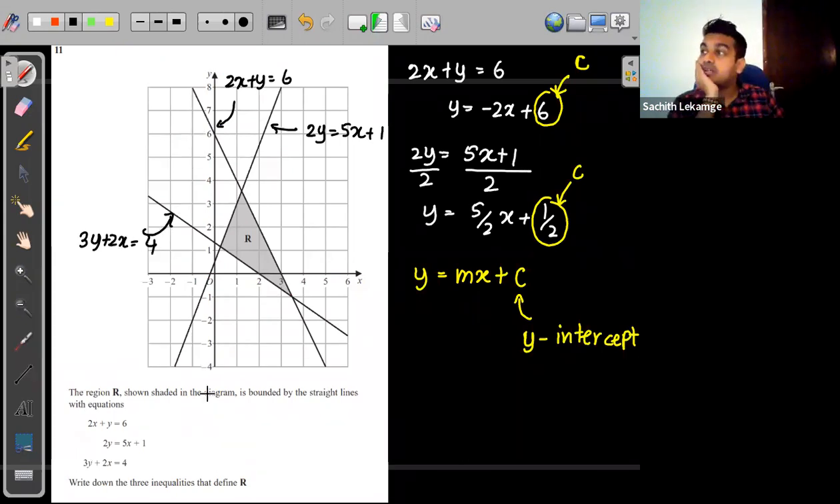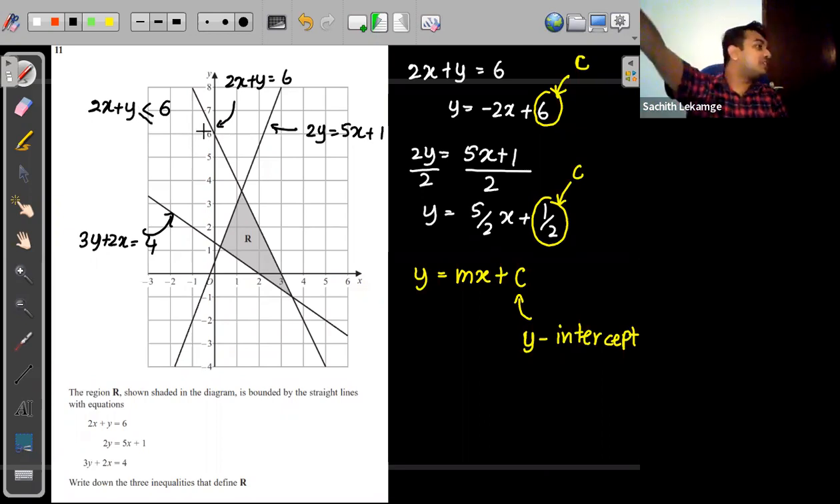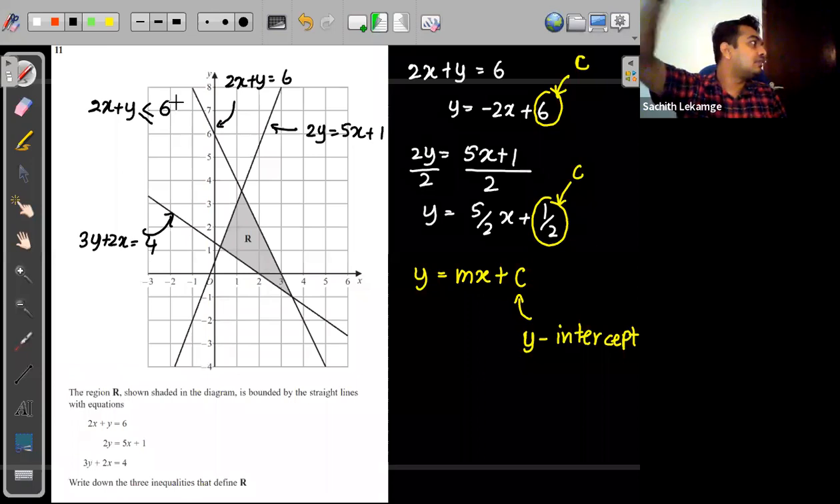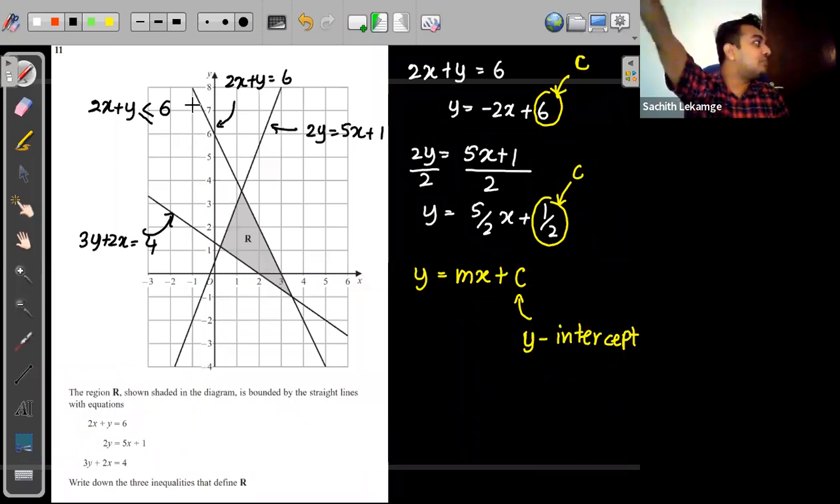Okay. Now if you check this straight line, below the line is shaded, agreed? Below the line shaded, which means when it is below the line, your inequality should be 2x plus y smaller than or equal to 6. The equal sign should be there. Why should the equal sign be there? It's not a dotted line. If you see a dotted line over here, then you can't put an equal sign, but now you have to put an equal sign. Got it? Write down the three inequalities that define our region.